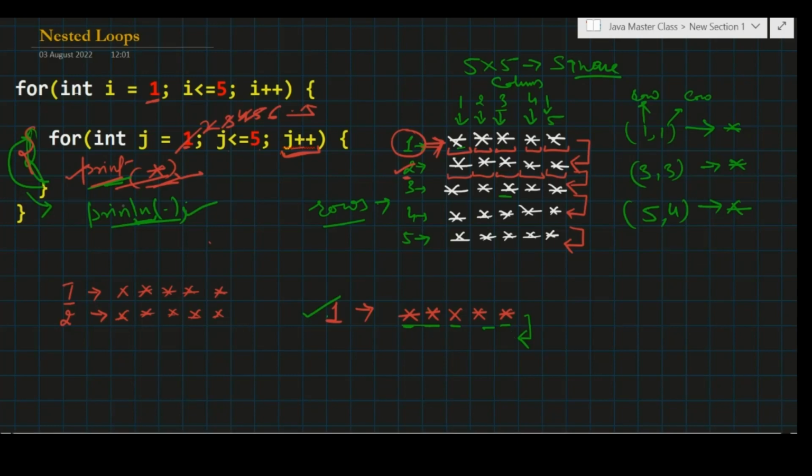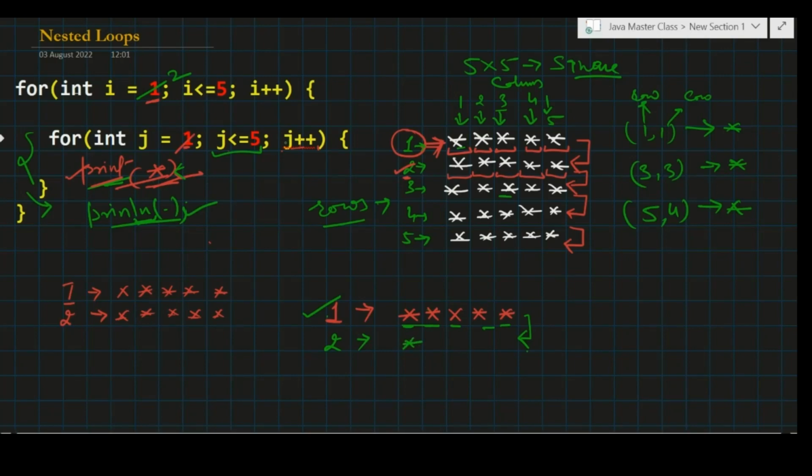Now again, once we are out of this loop, we have thrown our cursor into the next line. The value of i will be incremented and the value of i will be 2. So that means we are in the second iteration now. So again, the same process will be repeated. We will go into the inner loop. The value of j will start from 1. 1 is less than 5. Condition true. We will go into the code block and we will print our star.